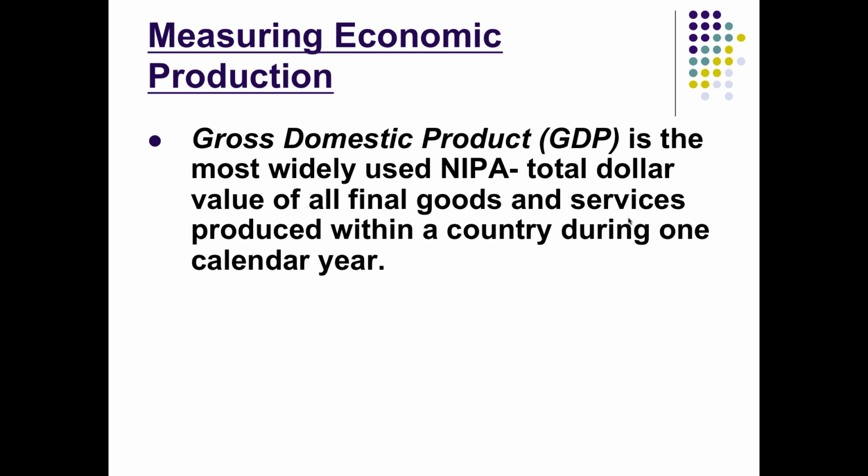Okay, before we get to the geographic part, we're not looking at sales, we're looking at production. How much is produced? You can sell things multiple times in a year, but you will produce it only once. Okay, within a country, well, this is a geographic designation. If something is made in the United States, it's included in U.S. gross domestic product. If it's made in Japan, it's included in Japanese gross domestic product during one calendar year.